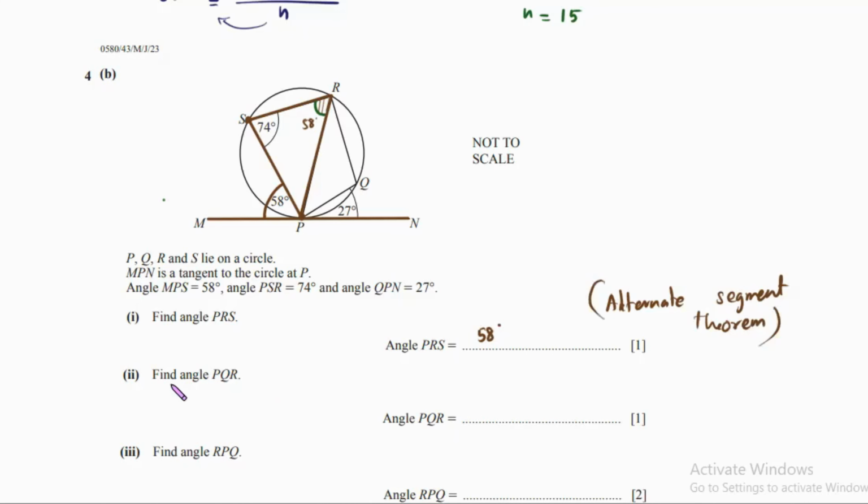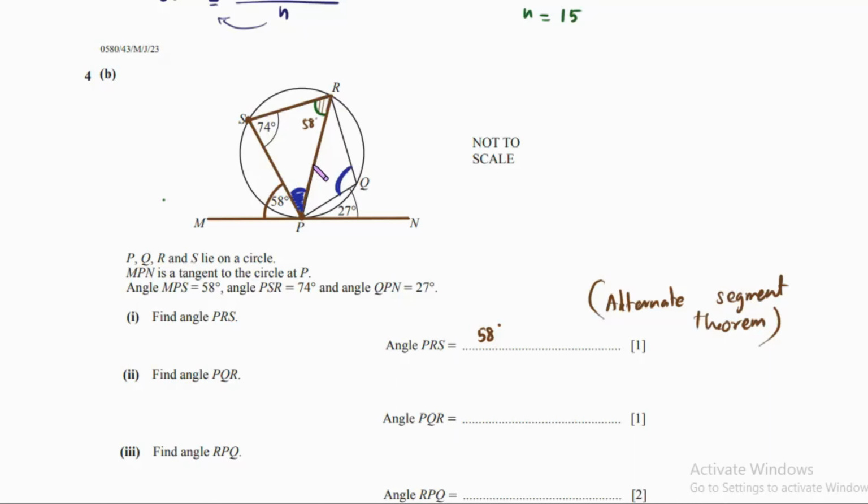Then the next one is to calculate angle PQR. So PQR is going to be this angle. Now I need to calculate how much this angle PQR is. First, I'm going to find how much this angle is. Then I can make use of the alternate segment theorem again to find the value of this angle.